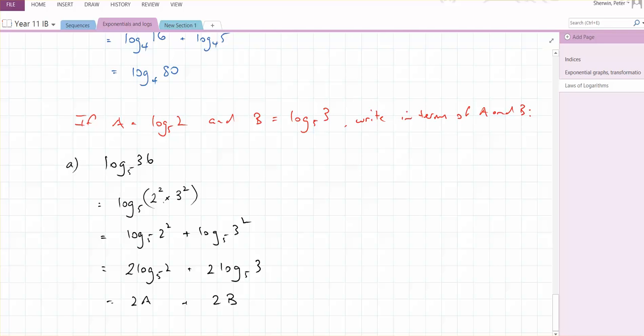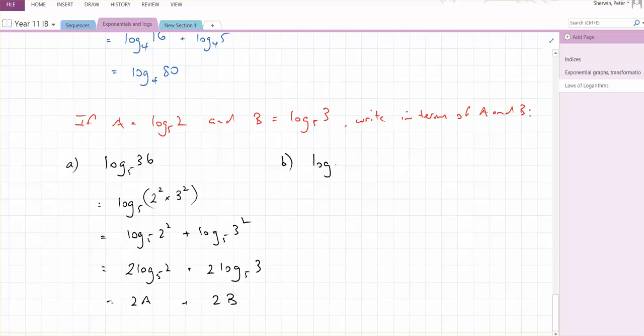So you can see here what we've done is we've rewritten 36 using 2's and 3's and powers of. We then use log law 1 to split them up, and then we've used the plug law to enable us to write in terms of a and b. Have a look at another example.